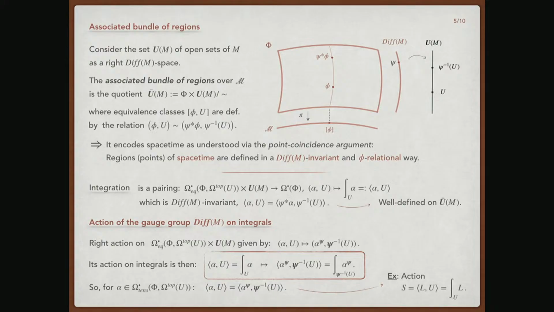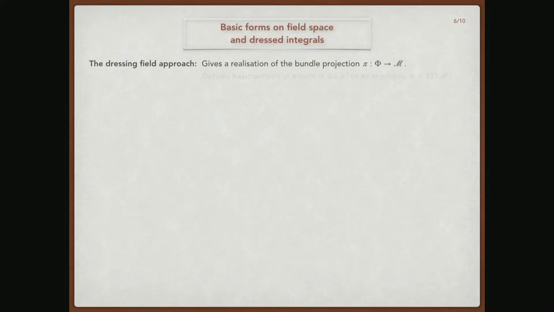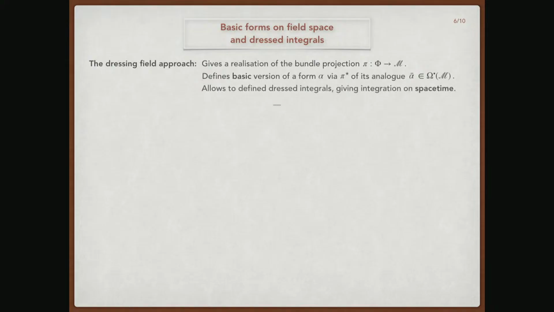So, for example, the action is built that way to be automatically diff invariant. So the dressing field, now I go about it. The point of the dressing field approach, in one word, is to, in some sense, give a realization of the bundle projection and define a basic version of a form alpha by pulling it back. It will also allow us to define a dressed integral and give an integration on space-time. So let's see how it works.